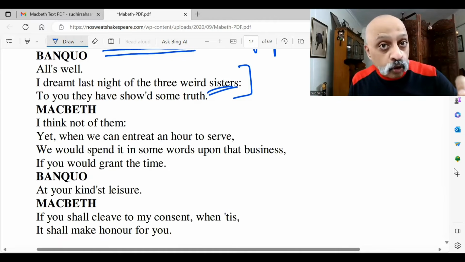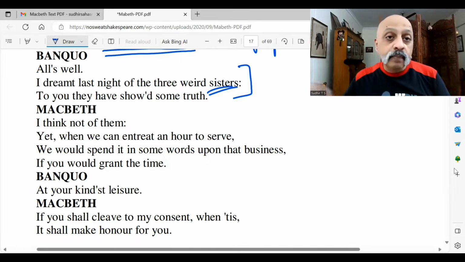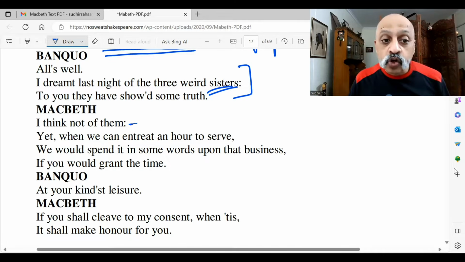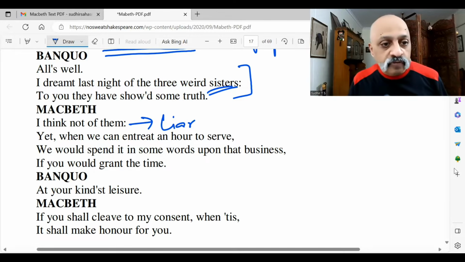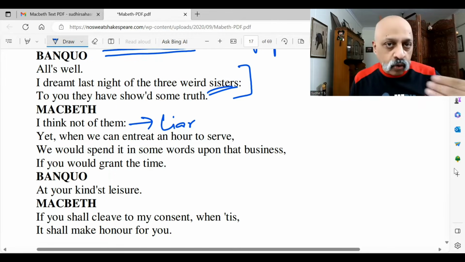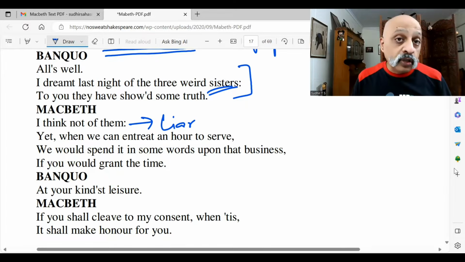Macbeth झूठ बोलता है. So यहां पर मैकबेथ की पर्सनालिटी के बारे में एक बहुत अहम बात पता चलती है, जो हमको एक्ट 1 में भी पता चली थी, that he does not always speak the truth. So he says, I do not think of them. लेकिन जब हमारे पास 1 घंटे का समय हो, फ्री टाइम हो, मेरे को और तुम्हारे को, तब उस समय पर we would spend some words upon that business. तो हम उसकी बात करेंगे अगर तुम मुझे उस चीज के लिए समय दो.